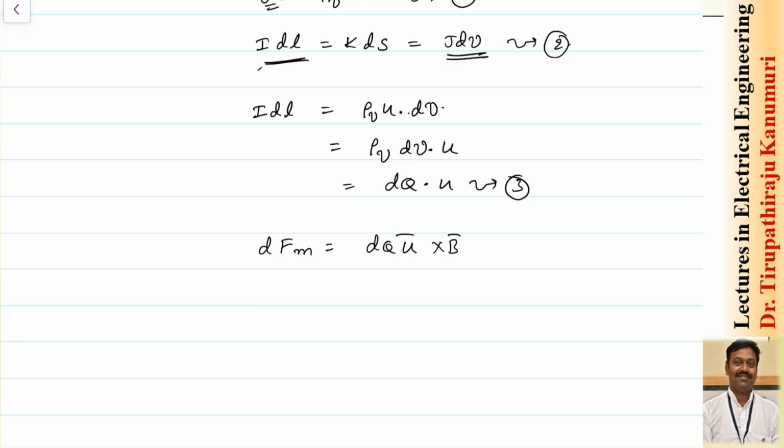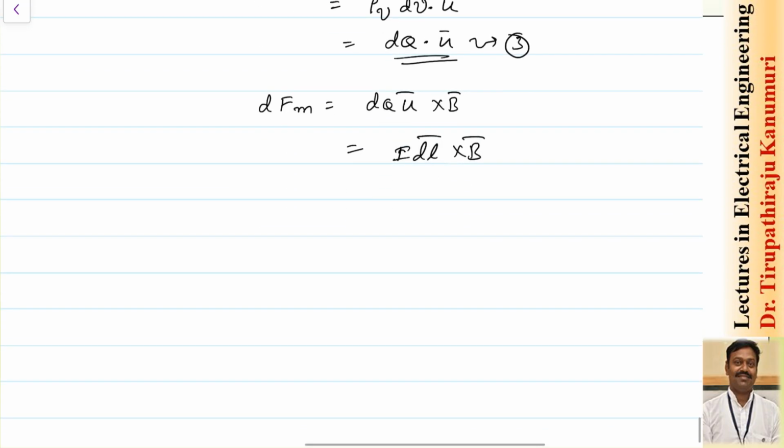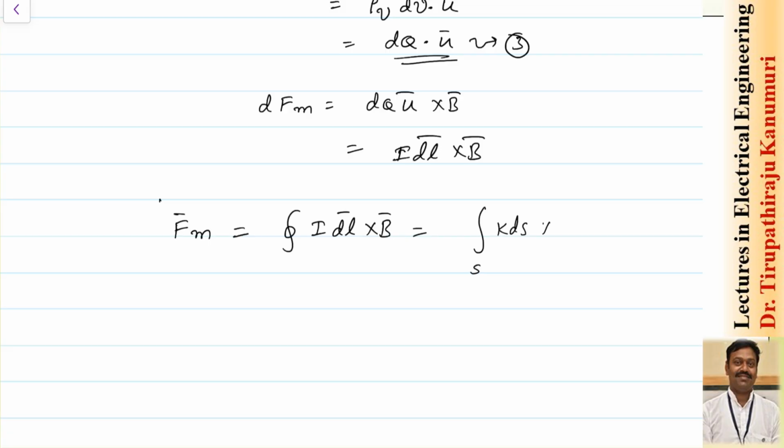Or this dQ into u, we have just proved here, is nothing but IdL only. Refer here, this dL is a vector. So this will become IdL cross B. This is what is obtained from this one. So we can tell the magnetic force that is exerted will be equal to the line integral of IdL cross B. I am just taking the integration of this one, that gives my magnetic force. Or this I can write in terms of surface current density, that will be equal to K dS cross B, or this I can write as volume current density J dV cross B, because whichever way you take, you can take this one.